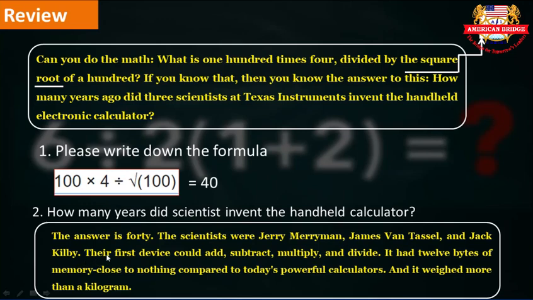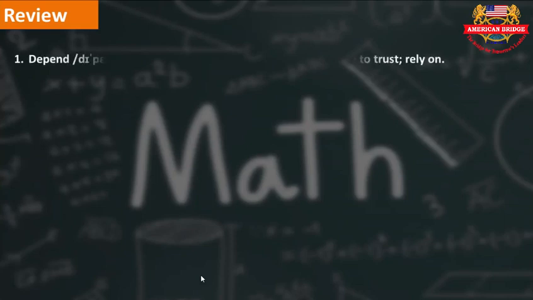Their first device could add, subtract, multiply, and divide. It had 12 bytes of memory, close to nothing compared to today's powerful calculators. It weighed more than a kilogram. So in the past, calculators were heavier than now. We needed to charge it, and people could not bring it along, like putting it in a pocket or in the backpack. So everyone, now let's move to the vocabulary.